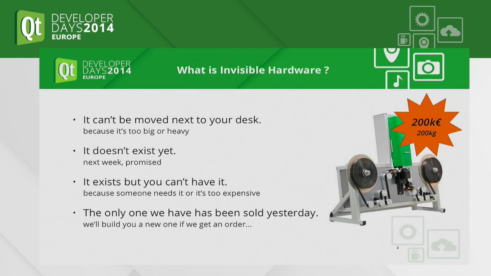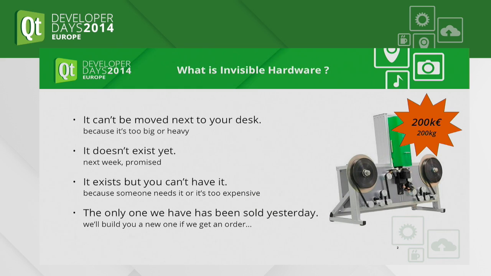So for example, the film scanner that you see on your right just weighs 200 kilos. And with this size, you have to be 3 persons just to move it around. 3 muscular persons. You can also have devices that don't exist yet, but your engineer told you, hey, it will be there next week. Promise. That was 4 months ago.